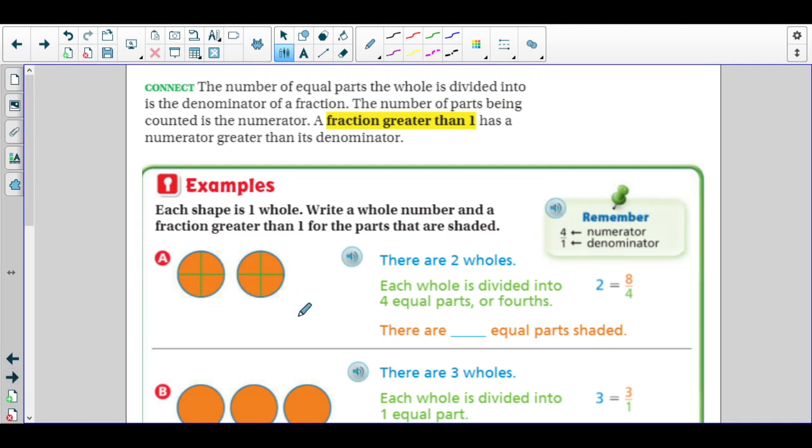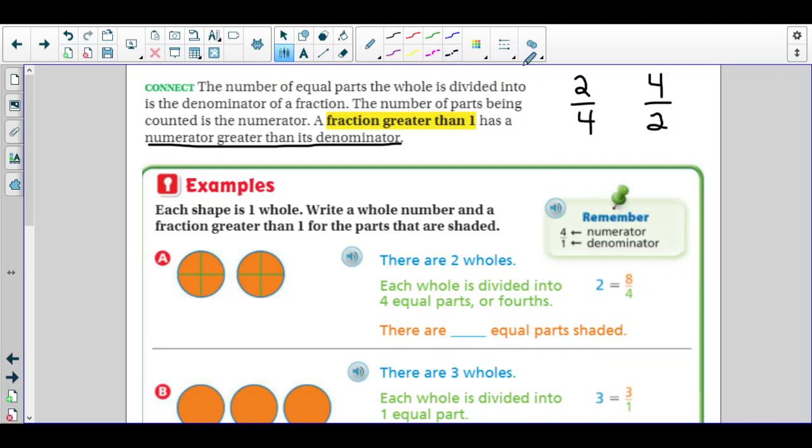Let's go on to right here. The number of equal parts the whole is divided into is the denominator of a fraction. The number of parts being counted is the numerator. A fraction greater than 1 has a numerator greater than its denominator. So we have been used to seeing fractions where this top number is smaller than the number right here. But now we're going to look at examples where perhaps the top number is actually bigger than the bottom number.